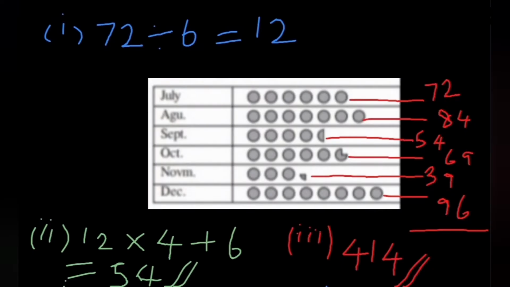Third question, how many telephones are sold during these 6 months? For that you have to consider the symbols and find the total number of telephones. In July we have 72, August 84, September 54, October 69, November 39. In December we have 96. So the total will be 414.